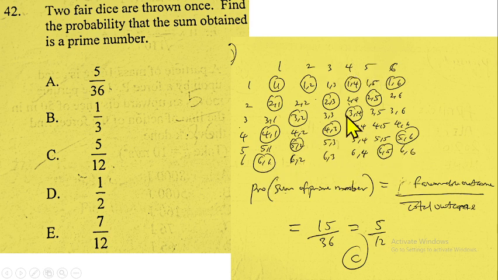If you count all the favorable outcomes that we have here, we have 15 in number, and the probability is favorable outcomes over total outcomes. What is the total outcome? How many are in the sample space here? We have 36 altogether. That's the total outcome. The favorable outcome is how many prime numbers we have here, that is 15. So 3 can go into 15 five times, and 3 can go into 36 twelve times, that is 5 over 12. So that means option C is the correct option for question number 42.